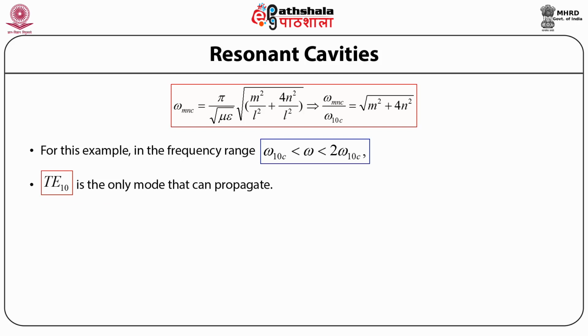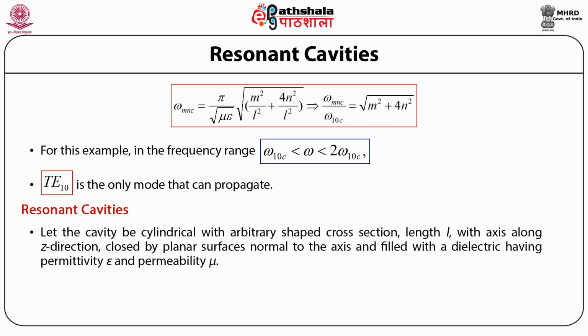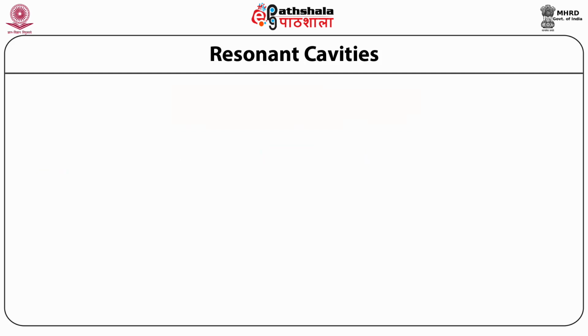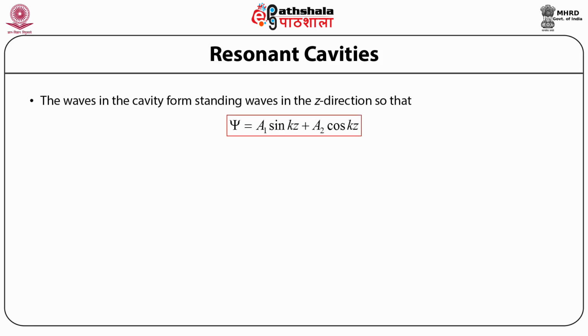Now let us consider the case of resonant cavities. So again, we define a cavity with a cylindrical shape, an arbitrary shaped cross section, having length L with the axis of the cylindrical cavity along the z direction, closed by planar surfaces normal to the axis and filled with a dielectric medium having electric permittivity ε and magnetic permeability μ.